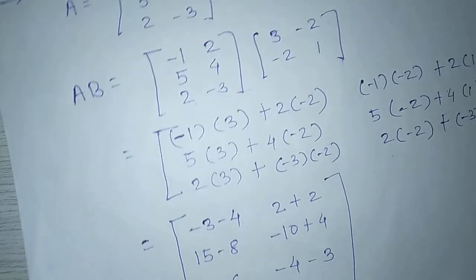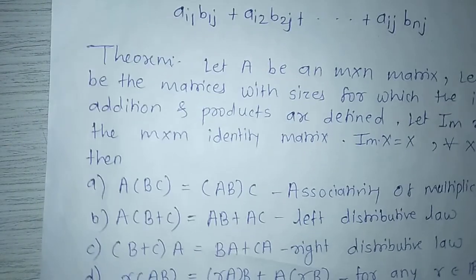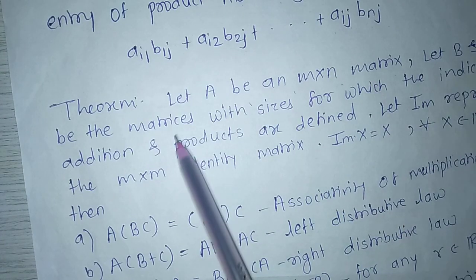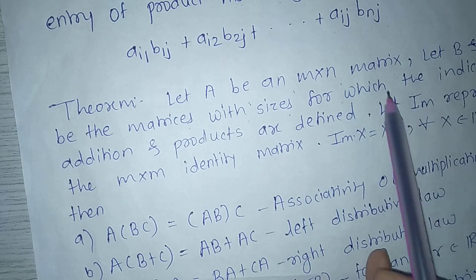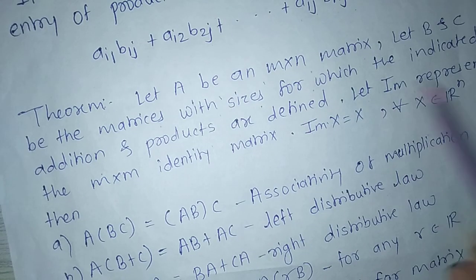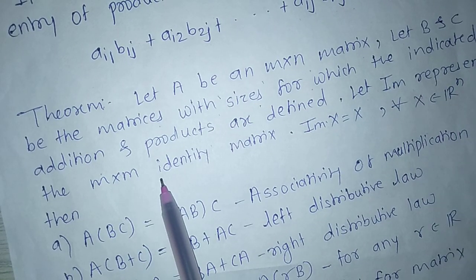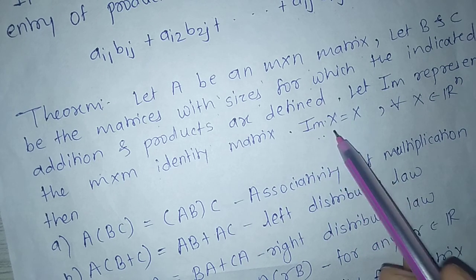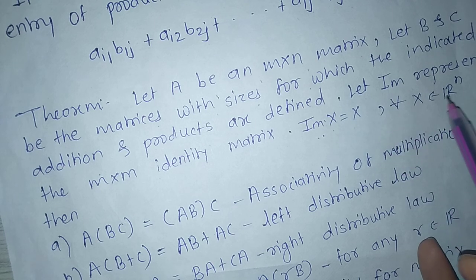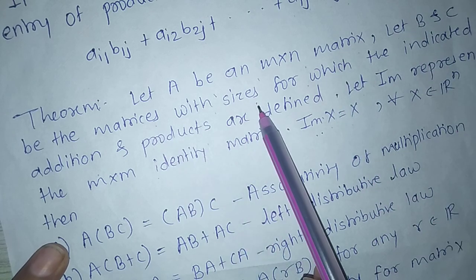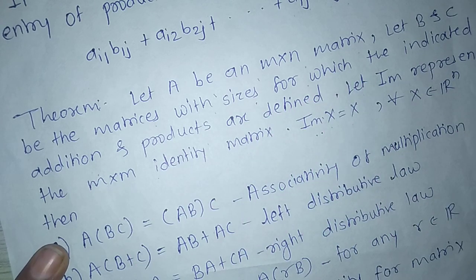Next, theorem. Let A be an m by n matrix. Let B and C be matrices with sizes for which the indicated additions and products are defined. Let Im represent the m by m identity matrix. Im into x, meaning identity matrix into x, equals x for all x belonging to Rn.